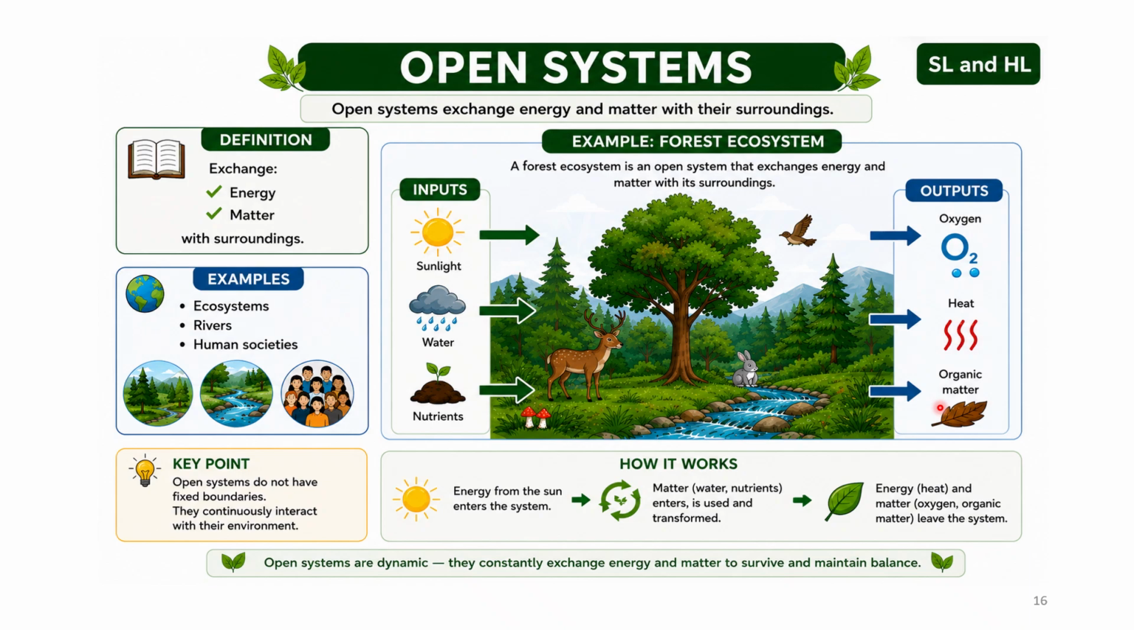Examples of open systems include forests, rivers, lakes, agricultural systems, cities, and human societies. The key characteristic is the continuous exchange of energy and matter across system boundaries. This exchange enables ecosystems to function, adapt to environmental changes, maintain productivity, and support life over time.